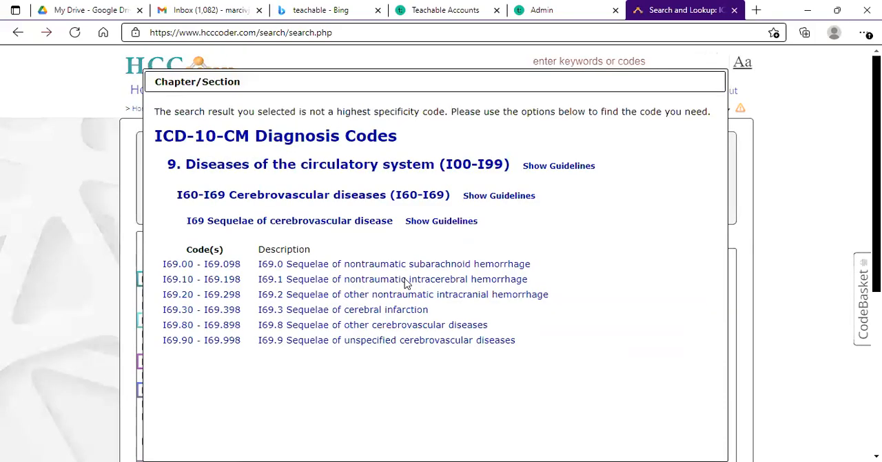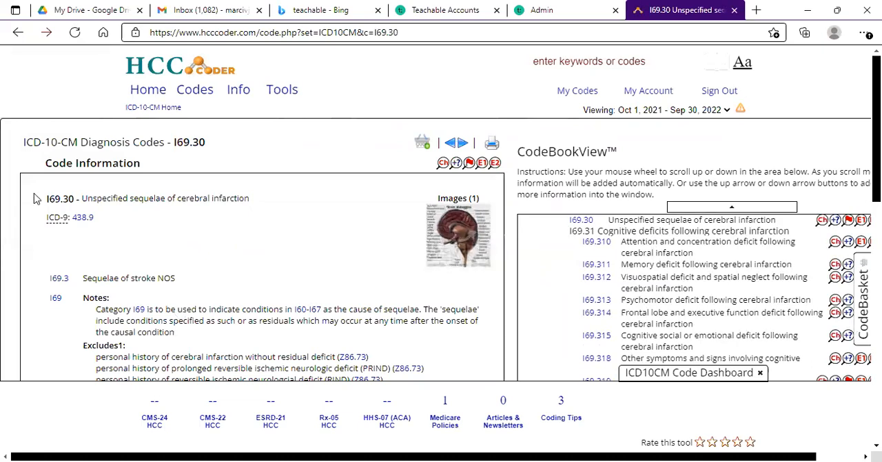Okay, so this is usually what a residual effects category is. I might be wrong. Nope, I'm not. Sequela of cerebral infarction right here. Usually it starts at I63.30, so we know the I63.3 is the sequela of the stroke. That's the category, and everything else is a subcategory under it.